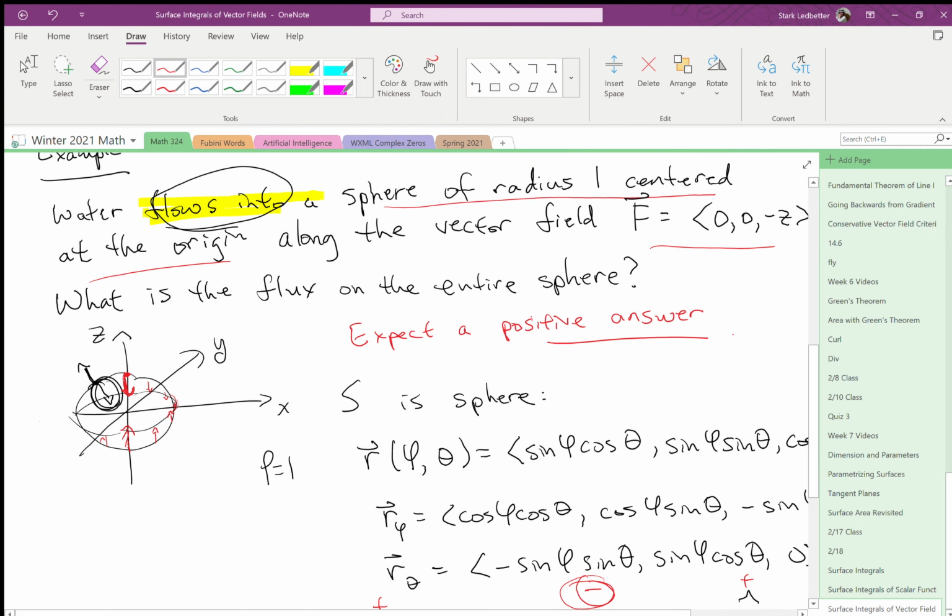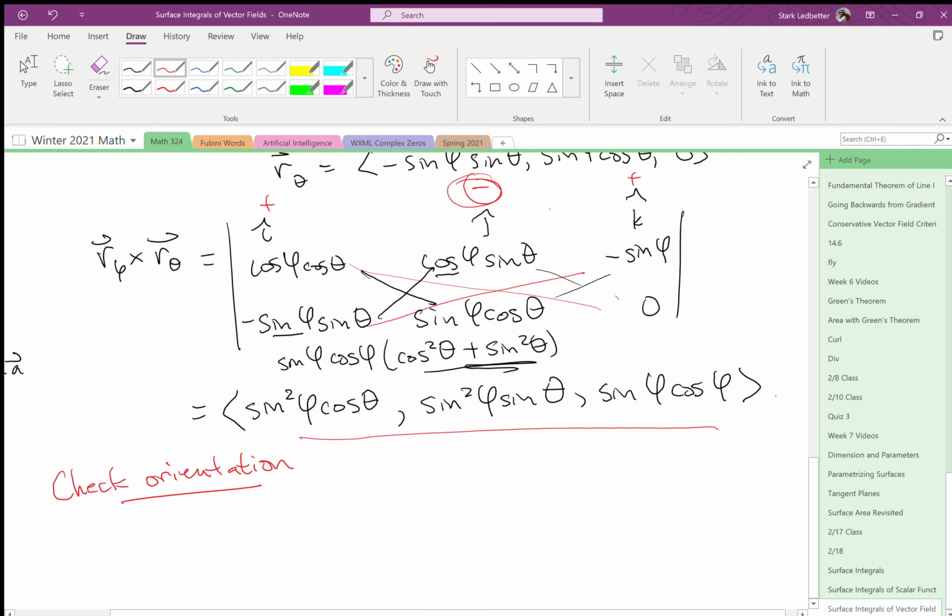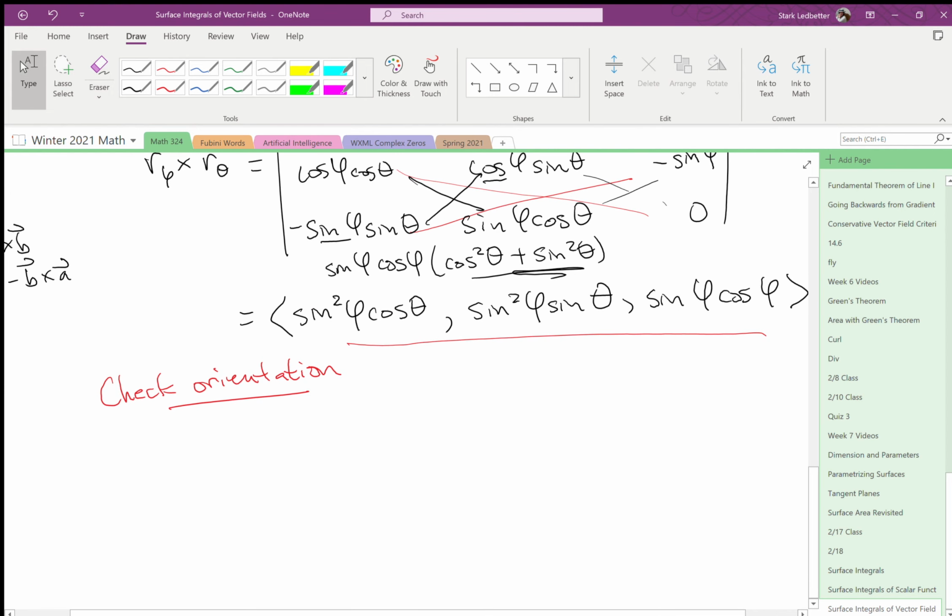So, flows into the sphere. It's a little bit hard to tell in general which direction this vector is pointing in, so we're going to choose a point on the sphere. Probably one of the poles is the easiest. I'm actually going to choose this east pole over here. Why am I choosing this? Because phi equals pi over 2 and theta equals 0. Those are kind of easy values. We could have chosen another point.